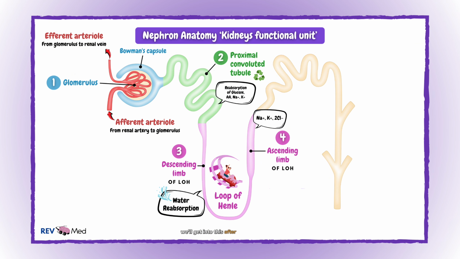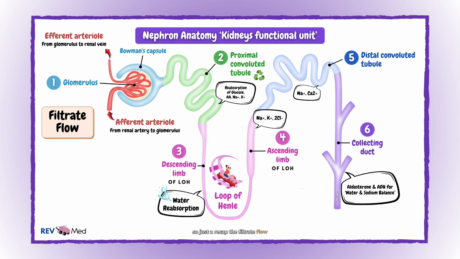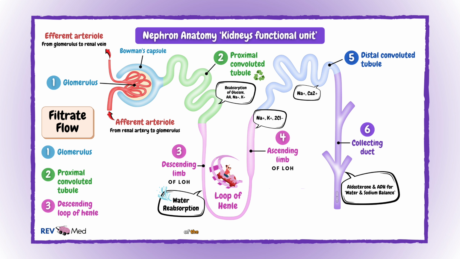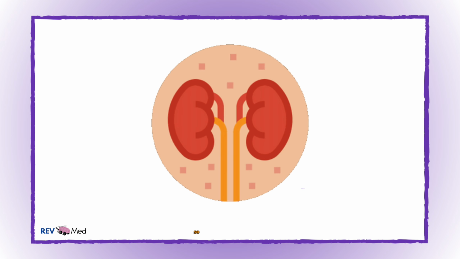We'll get into this. After the loop of Henle, the filtrate moves into the distal convoluted tubule, DCT, for fine-tuning, more sodium reabsorption, and calcium regulation. Finally, it reaches the collecting duct, where hormones like aldosterone and ADH make the final call on water and sodium balance. So just to recap, the filtrate flow. The roller coaster ride begins at the glomerulus, then spins around in this twisty proximal convoluted tubule and drops down into the descending limb of the loop of Henle, and then goes up the ascending limb of the loop of Henle, then twisting its way into the distal convoluted tubule, and finally it ends the ride in the collecting duct. We're gonna have a lot of fun here, so don't be lame and tune out.